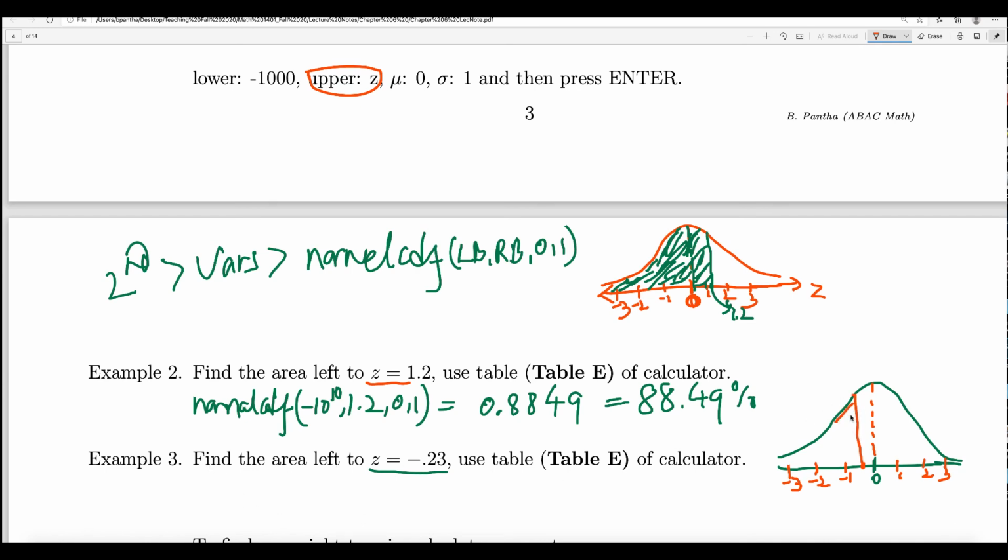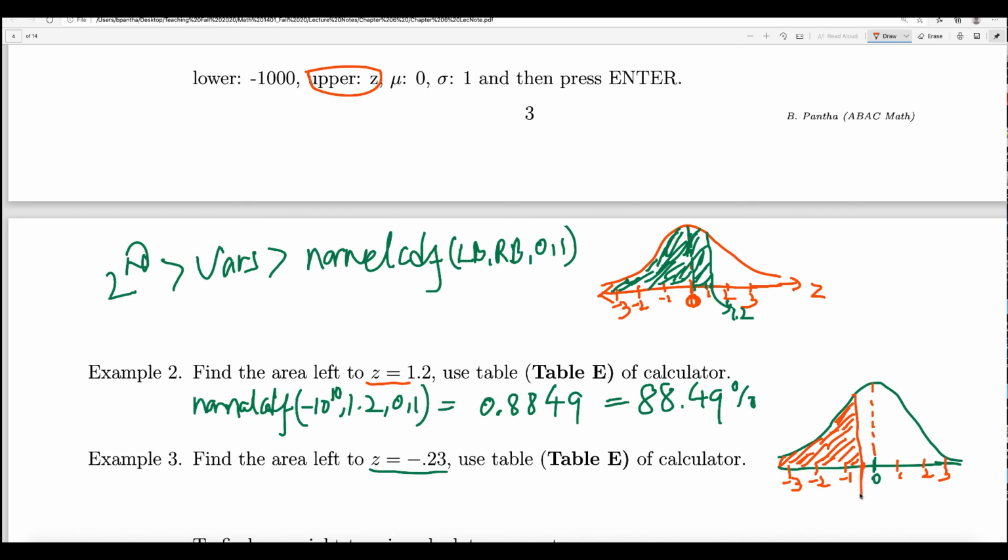I always suggest you draw the graph and then mark the area you want to find. That way it will be easier for you. Otherwise, sometimes you mess up the area. Do we need to find the left or right? The question says find the area left of z equals negative 0.23, so you need to find this area. Now, how do I find the area left of negative 0.23?